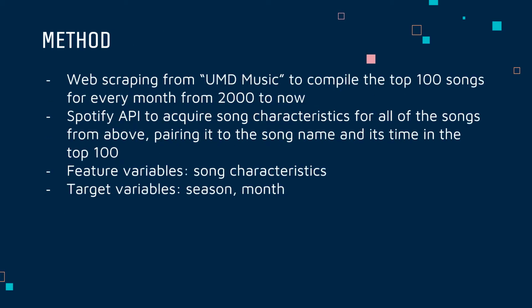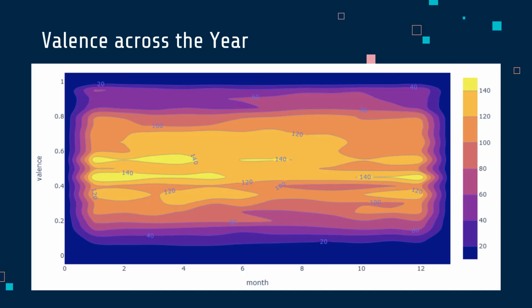For our methods, we scraped the top 100 songs for every month from 2000 till now from UMD Music, and scraped song characteristics from the Spotify API for all those songs mentioned above. As for variables, we used season and month as our target variables and 10 different feature variables. So once we gathered all of our data, we decided to put it into heat maps as shown below.